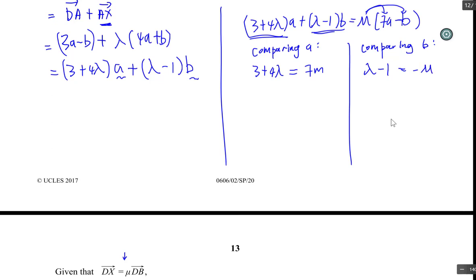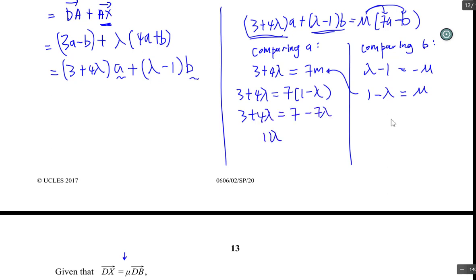So yeah, I can get m or lambda here, depending on which one you like. Maybe I make m the subject, easier. So it'll be 1 minus lambda, isn't it? So I will sub my m into this equation. 3 plus 4 lambda equals 7 times 1 minus lambda. So 3 plus 4 lambda equals 7 minus 7 lambda. So 11 lambda equals 4, so lambda equals 4 over 11. Then 1 minus 4 over 11 equals m. m equals 7 over 11.